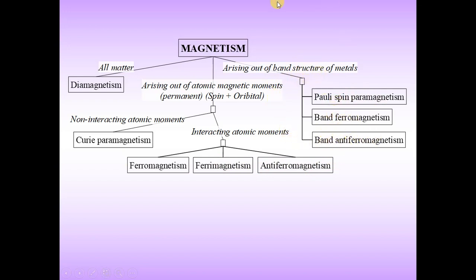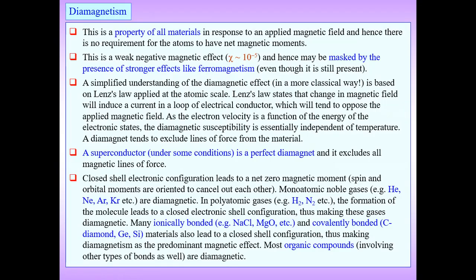These things we do not require in this chapter, but I am showing them for knowledge. We just need to understand diamagnetism, Curie paramagnetism, and ferrimagnetism here. First is diamagnetism. It is a property of all materials in response to an applied magnetic field, and hence there is no requirement for the atom to have a net magnetic moment.